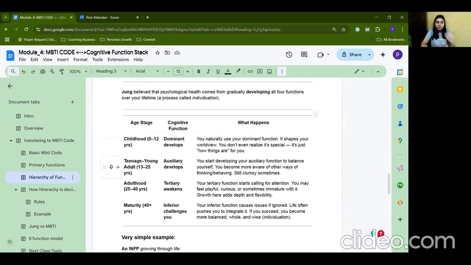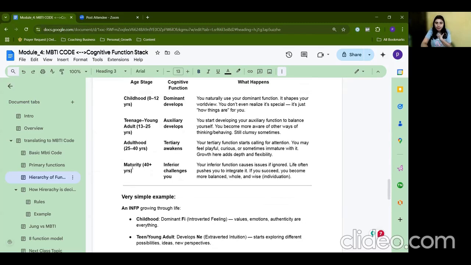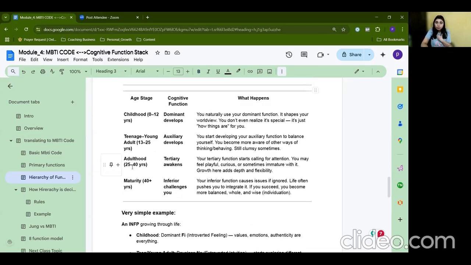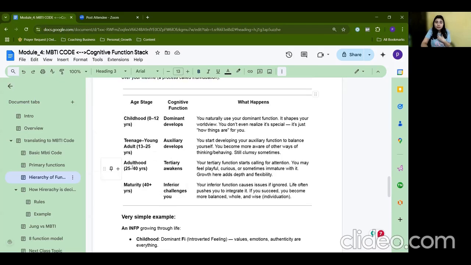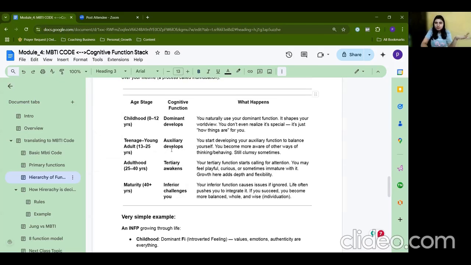Now, again, a little bit on the dominant function. I'm an INFP, so my dominant function is introverted feeling. I tend to be very authentic. I tend to make decisions via my understanding of my personal values, emotions, and authenticity is very key to me. So that's your dominant function, for me, INFP. Now, this is the function that you develop between 0 to 12 years. All right, you naturally use this, it shapes your worldview, and you tend to overuse this function. You don't even realize that it's very special, it's just how things are for you.